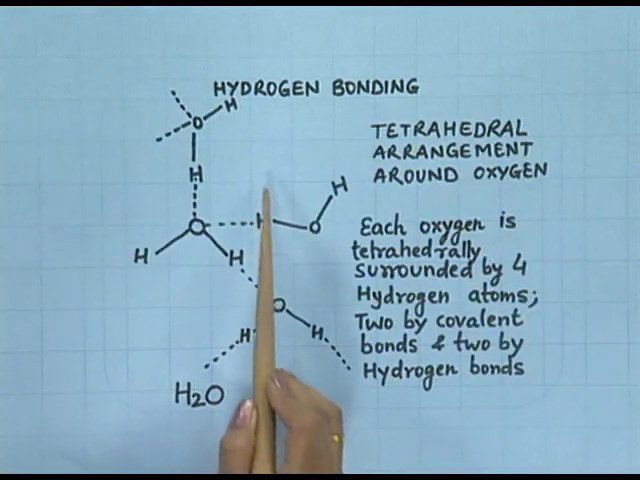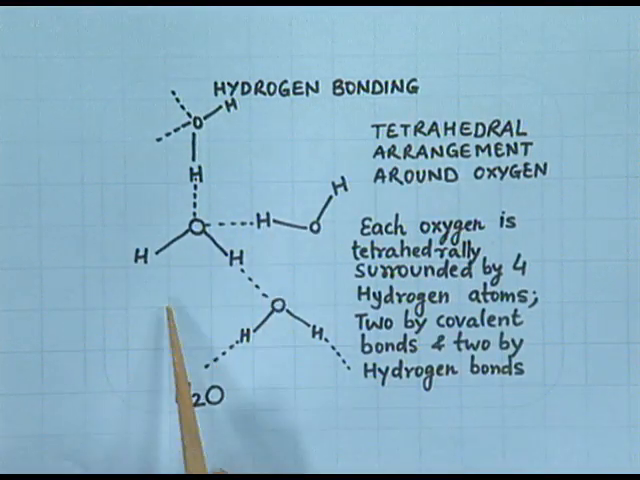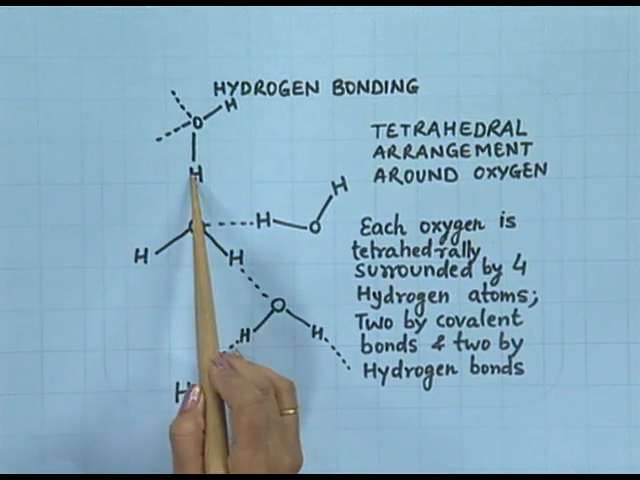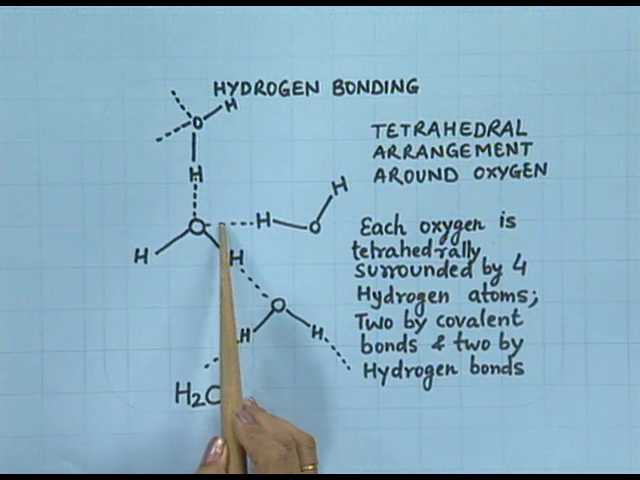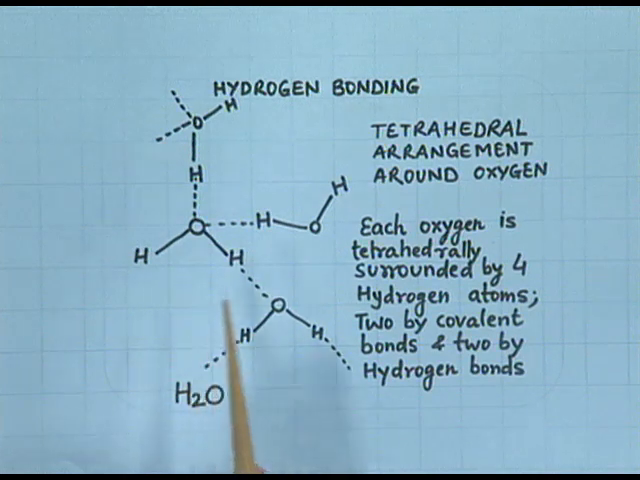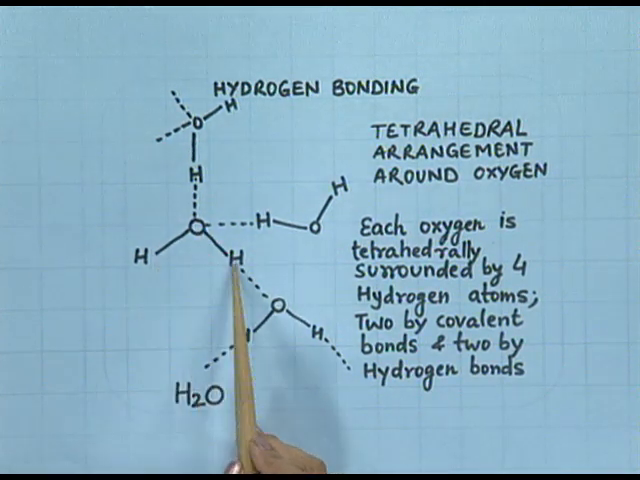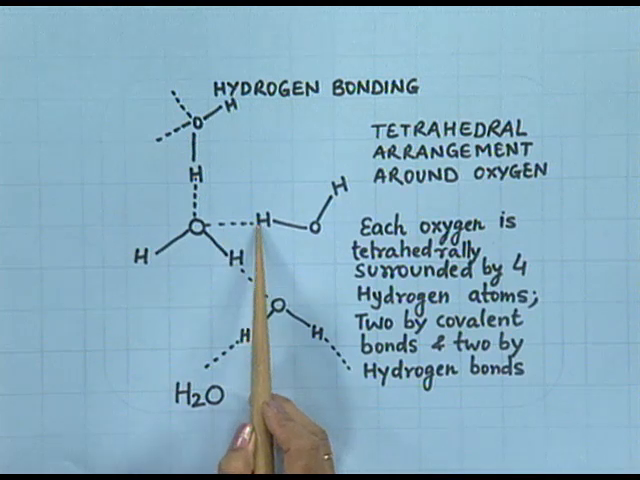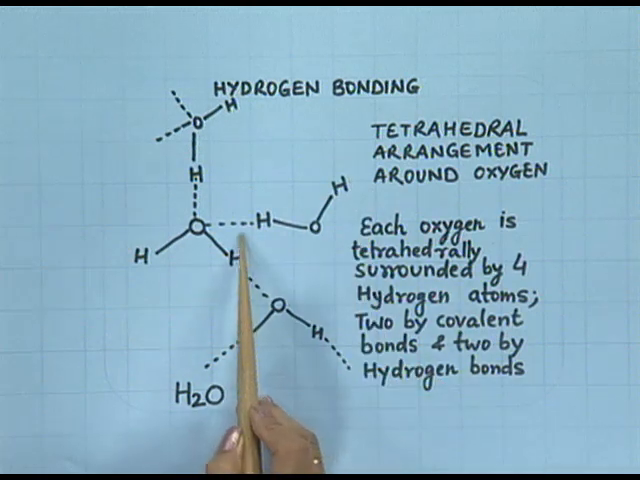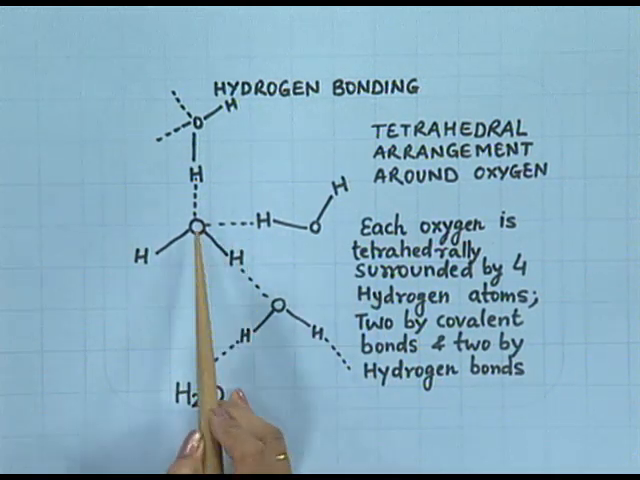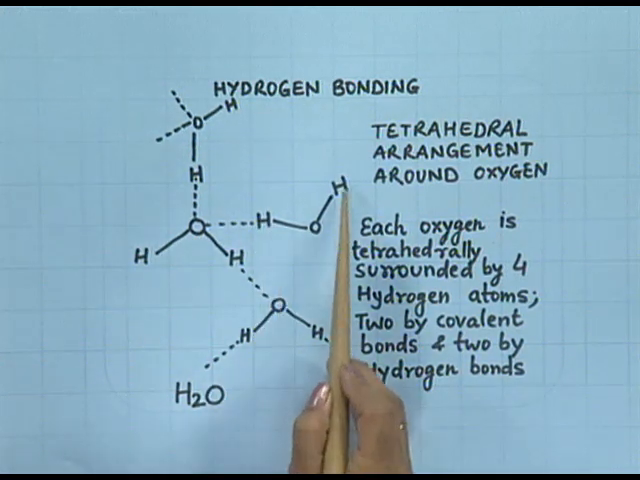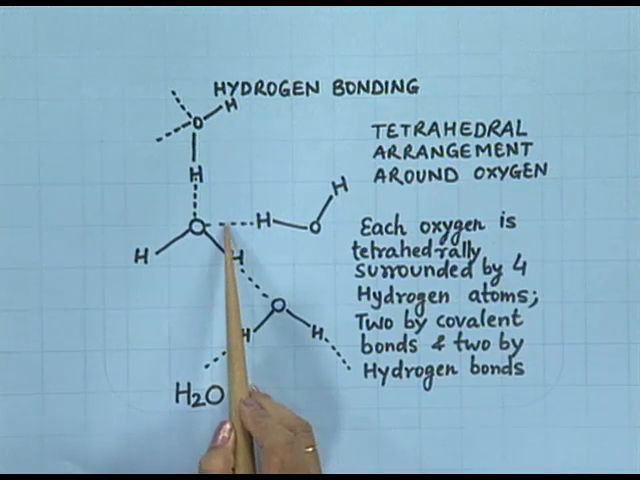Now I am showing you the hydrogen bonding in water. Oxygen is tetrahedrally surrounded by 4 hydrogens. With 2 hydrogens it is covalently bonded, and with the other 2 hydrogens there is a hydrogen bond. Now you can see from this structure that these solid lines are the covalent bonds and these dotted lines are the hydrogen bonds. This is one molecule of water, this is another molecule of water. Oxygen of one molecule of water is bonded to hydrogen of another molecule of water via hydrogen bond.